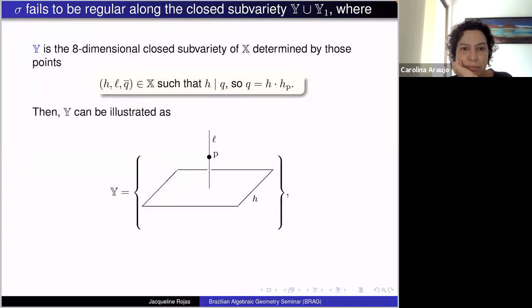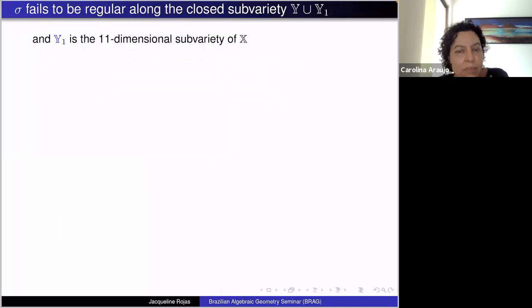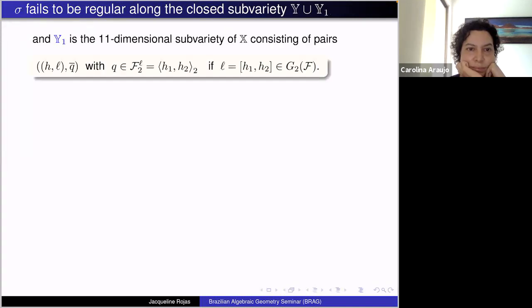And this is the illustration. When we see geometrically, this Y as a plane and a line L and a point in L. This point is determined by the equation of L and HP, this linear form. And the other component, Y1, has dimension 11, yes. And they correspond to the situation when the quadric Q belongs to the degree 2 part of the ideal of the line.